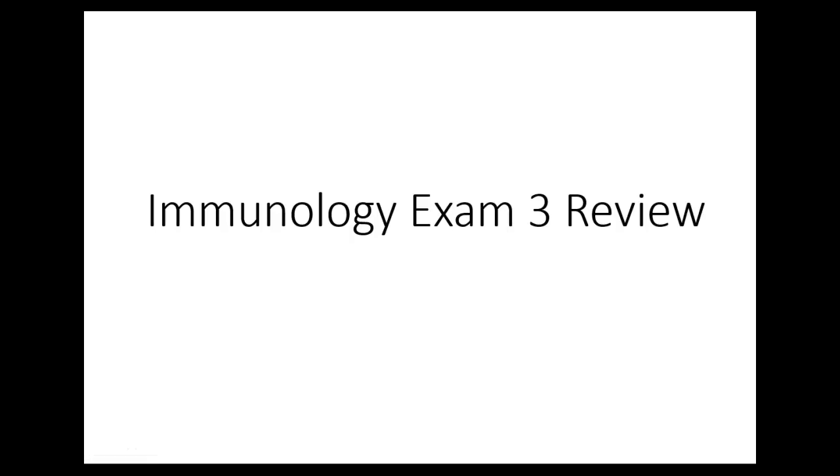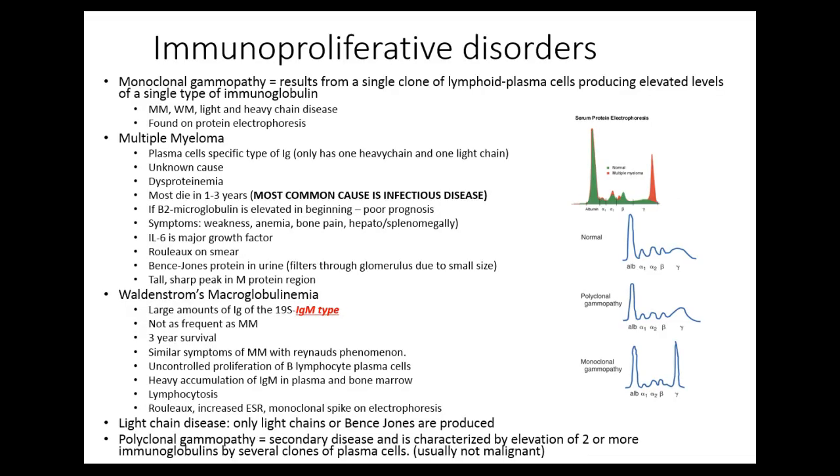Today I'm going to go over everything you need to know for your Exam 3, which will be in Module 10 of Immunology. One of the first things we started with were the immunoproliferative disorders. The most important thing you can know with these is to be able to pick them out within a multiple choice question. So do you have to know every single piece of data with every single one? No. But you do need to be able to recognize things.